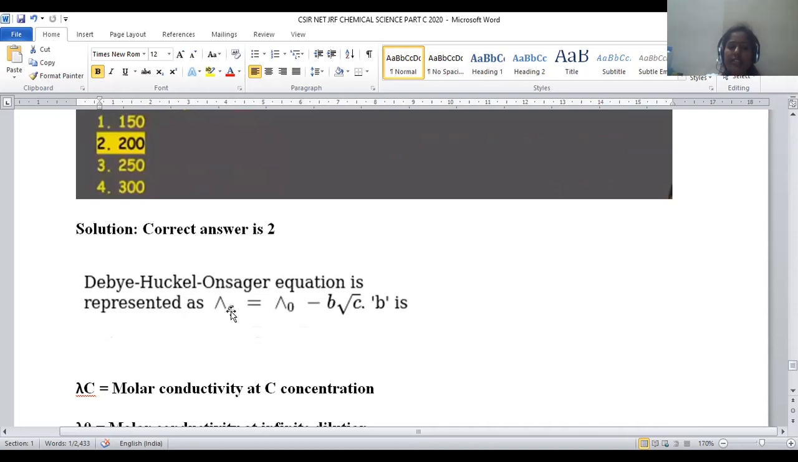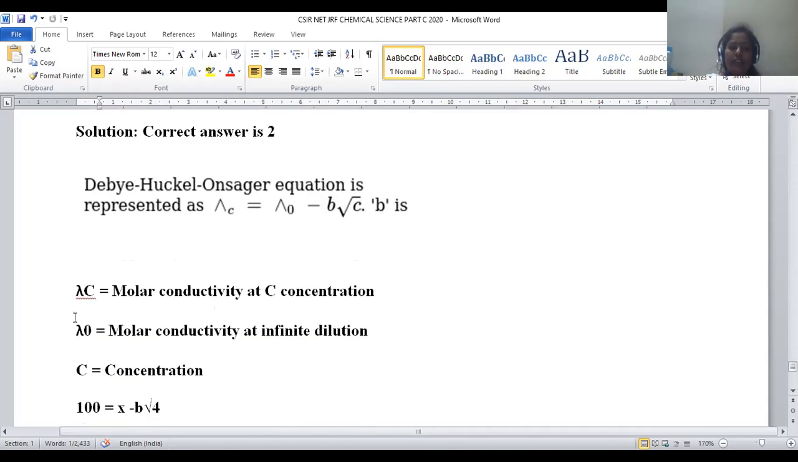Debye-Huckel-Onsager equation is given as lambda c is equal to lambda naught minus b under root c. Here, lambda c denotes molar conductivity at a certain concentration. Lambda naught is denoted as molar conductivity at infinite dilution, right?